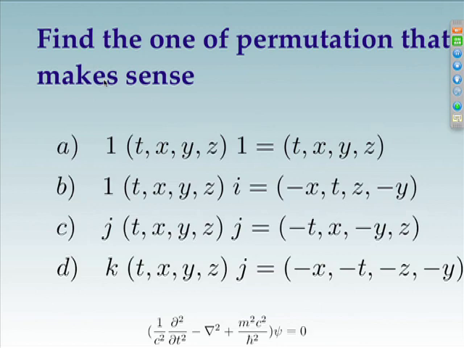Okay. And now if you hit it by a K and a J, everybody ends up being negative. We get time going where space should be. We get X going where Y should be. And it's like, wow, that's pretty insane.